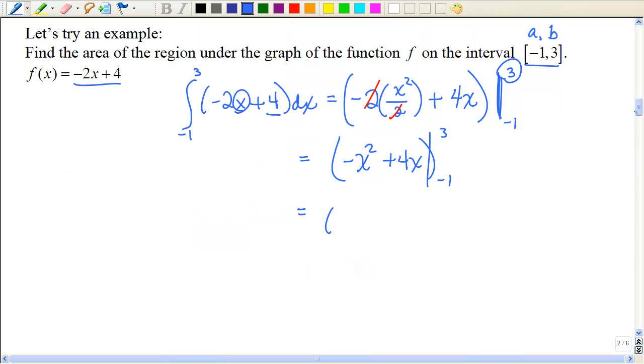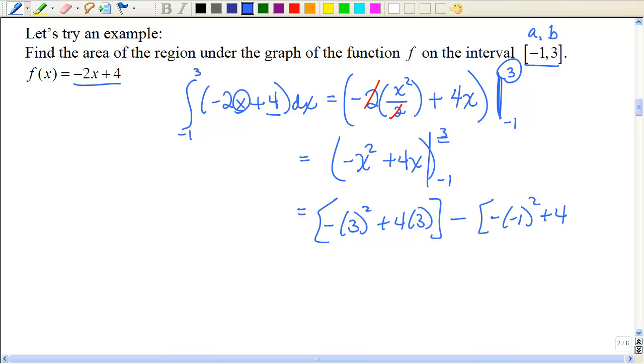So we would have negative 3 squared plus 4 times 3. That's putting in the upper limit. Then we want to subtract the lower limit. My best suggestion would be to make sure that you put the upper limit in some kind of parentheses or brackets and the lower limit in some kind of parentheses or brackets, and you don't lose that minus sign.